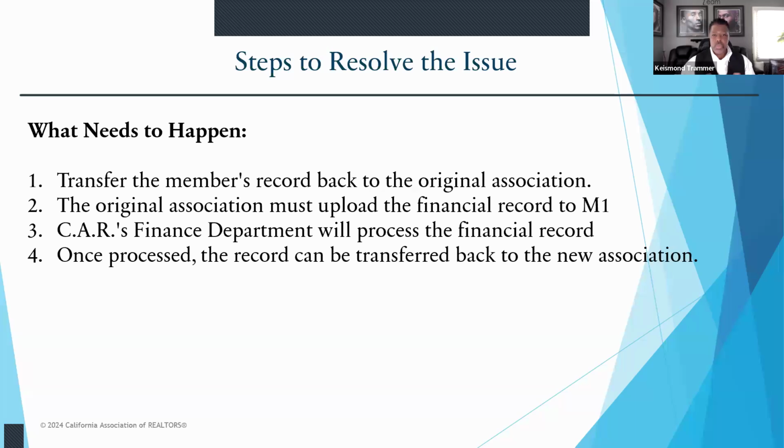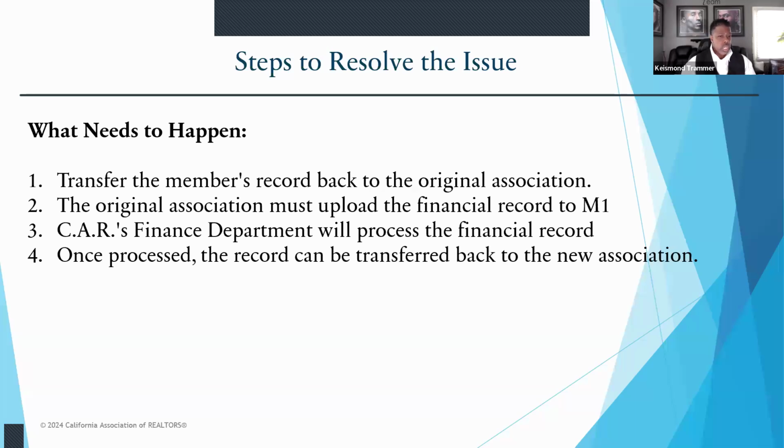So these are the steps that you must follow in order to resolve this issue. So again, the original association will transfer the member's record back to their association. The original association must upload the financial record to M1. C.A.R.'s finance department will process the financial record. Once the financial record has been processed, the record can then be transferred back to the new association.